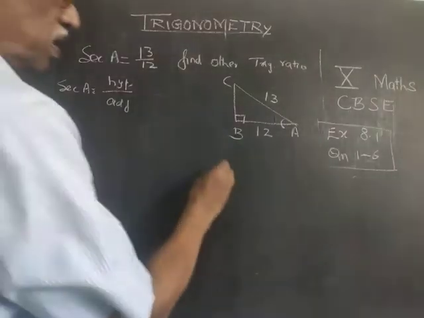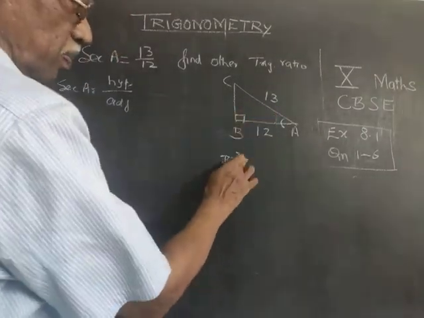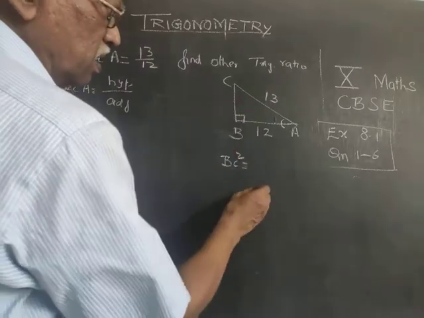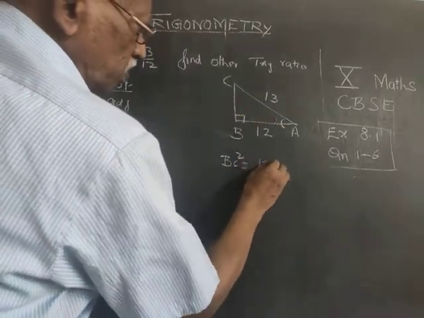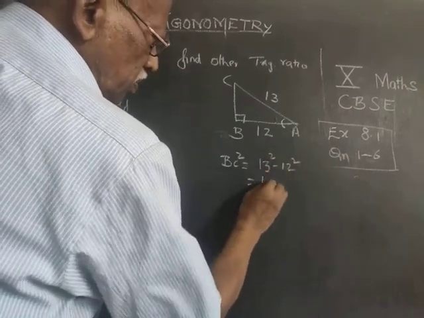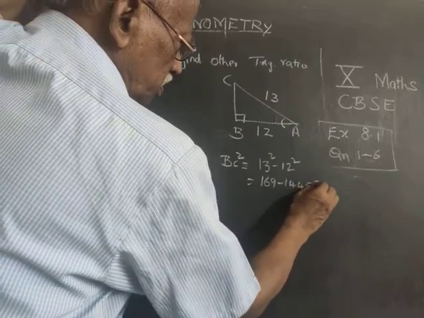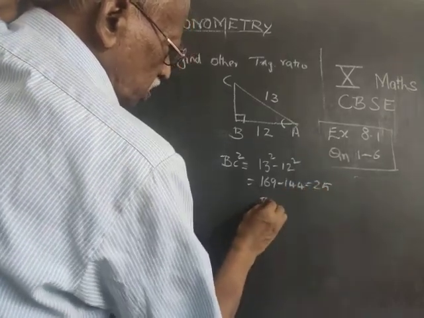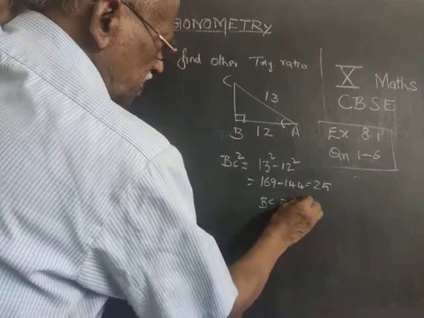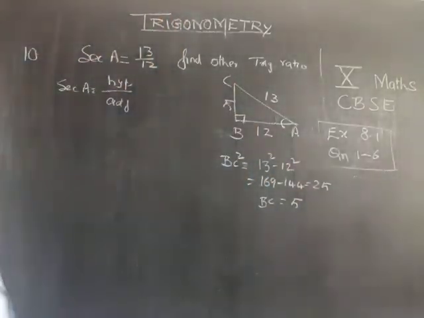You have to find BC. BC square. Without that you can say that 5, 12, 13 is a Pythagorean triad. You must get 5. Check up. BC square equal to 13 square minus 12 square. This is a simple problem, so I am doing straight away 169 minus 144, which is 25. Therefore BC is equal to square root of 25, that is 5 centimeter or 5 units. Instead of centimeter you write 5 units.